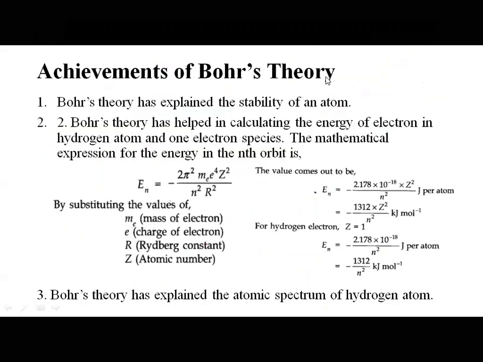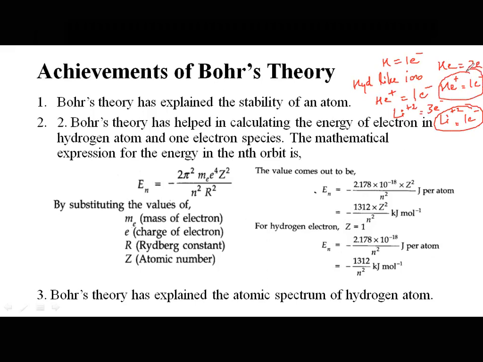Correct? Okay. What are the achievements of Bohr's theory then? Bohr's theory has explained the stability of the atom very well. Bohr's theory has helped in calculating the energy of the electron in the hydrogen atom and one-electron species. It might be hydrogen with one electron or hydrogen-like ions. What are hydrogen-like ions? He plus is an ion. It is a hydrogen-like ion because it also has one electron. See, helium has two electrons. When I write He plus, it becomes one electron. Li plus 2: lithium has how many electrons? Lithium has 3 electrons. So Li plus 2 becomes how much? 1 electron.